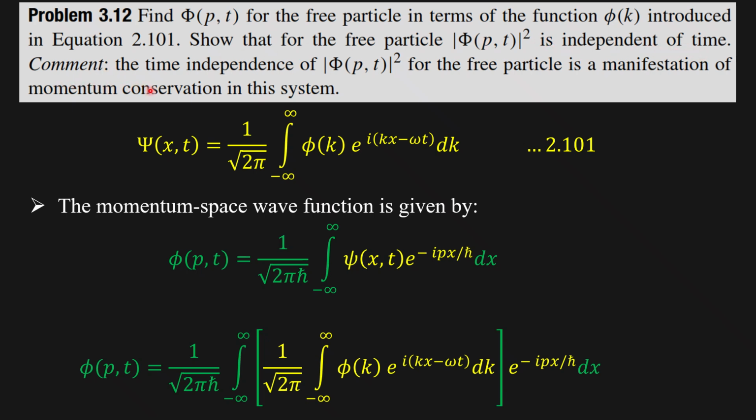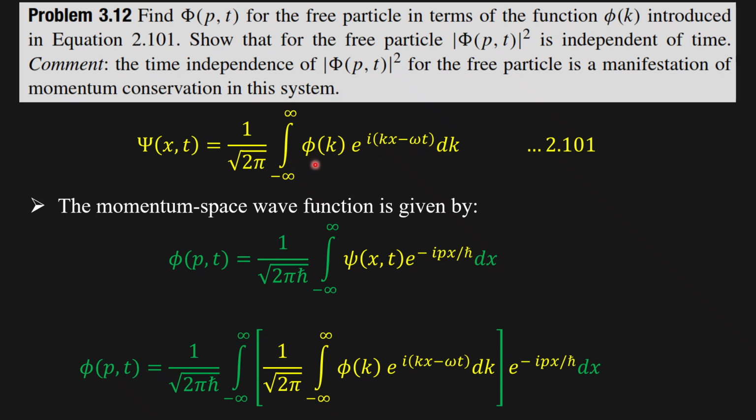The comment is that the time independence of |Φ(p,t)|² for a free particle is a manifestation of momentum conservation in this system. According to equation 2.101, ψ(x,t) is equal to 1 over square root of 2π, the integral from minus infinity to plus infinity of φ(k) e^{i(kx − ωt)} dk.